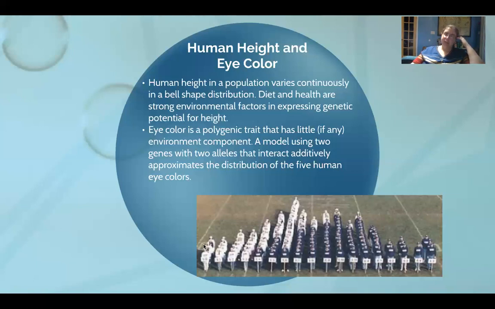What we have found though is that there are two genes that control your eye color. So it is the bare minimum of the definition of a polygenic trait. And each one has two alleles, and they can interact additively to produce the 5 human eye colors. Now, the 5 main human eye colors are brown, blue, green, hazel, and gray. So it's a different allele combinations between these two genes that will lead to these 5 different colors.